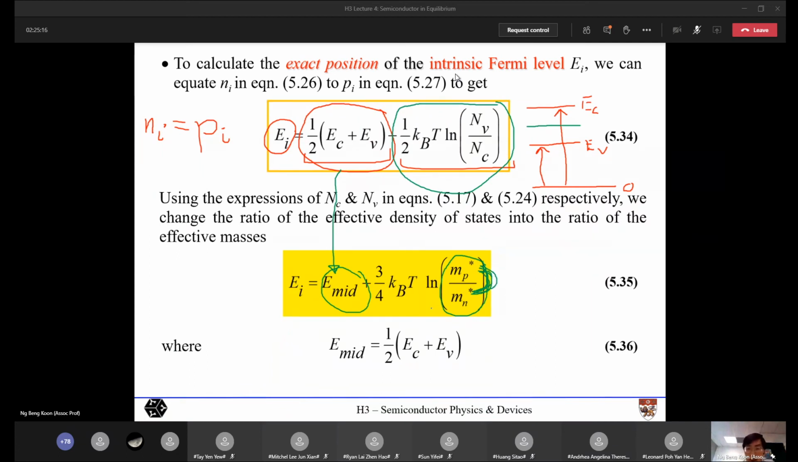So if you treat them as approximately 1, because they're about the same, and you take the natural log, you actually end up with 0 or a very small value if it's not 1. In other words, this second term is a quantity that is rather small, much less than 1. It is in fact so small that we can consider it negligible. We can drop it and approximate the EI as Emid.